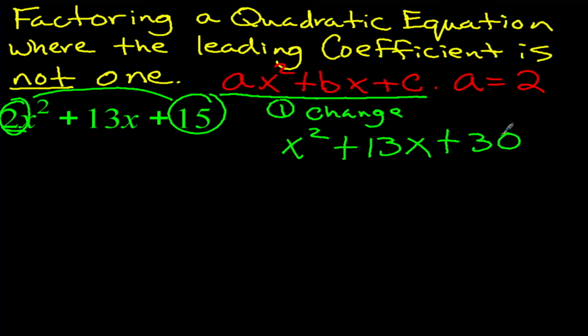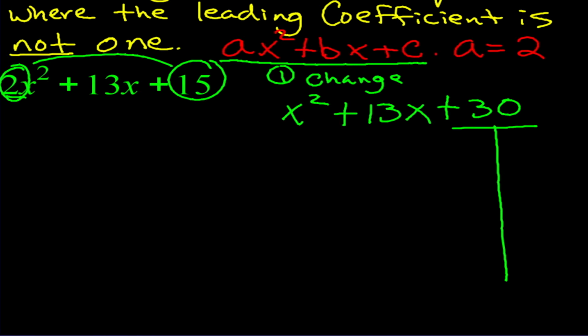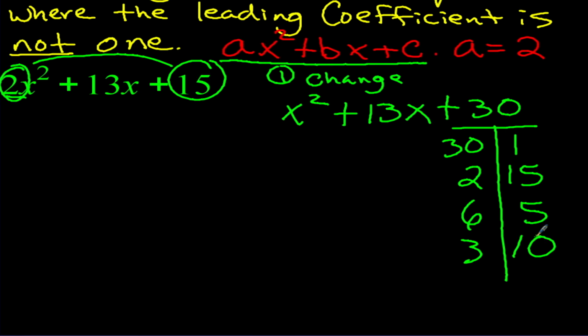All right. Once we have that, then we must look at the factors of 30 in order to help us factor our new equation that we have come up with. So we're going to look at all the factors. The first set of factors for 30 are 30 and 1. Another set of factors for 30 are 2 and 15. Another set of factors are going to be 6 and 5. And then one other set of factors that we haven't considered is 3 and 10.